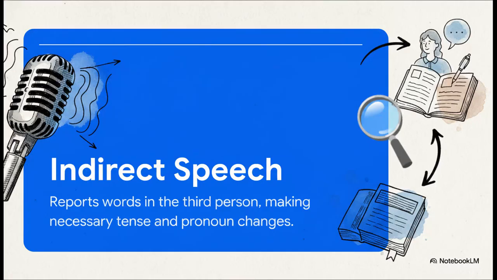To lay the groundwork here, our source defines direct speech as quoting the actual literal words someone said. It's like you're putting a microphone right in front of their mouth. Indirect or reported speech, though, that's when you step back and report those words in the third person. And because you're reporting it after the fact, you've got to make some necessary shifts in tenses and pronouns just to keep the whole narrative logical.